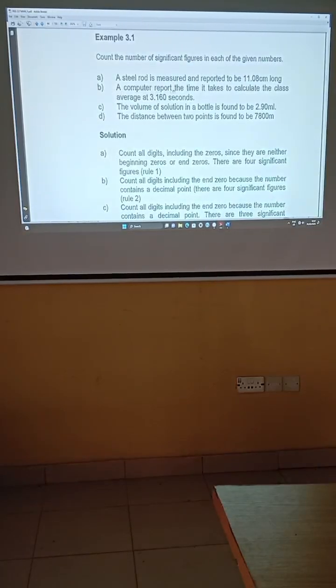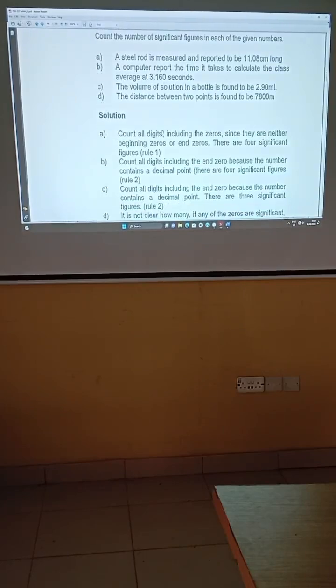Option B, a computer reports the time it takes to calculate a class average at 3.160 seconds. How many significant figures does it have? As we have said before, the zero after numbers is significant. Therefore, we say that it has 4 significant figures. 1, 2, 3, and 4. So for the sake of exams, zeros that appear after real numbers are significant. But the ones that appear before real numbers are not significant. When the zeros appear in between real numbers, they are also considered as significant.